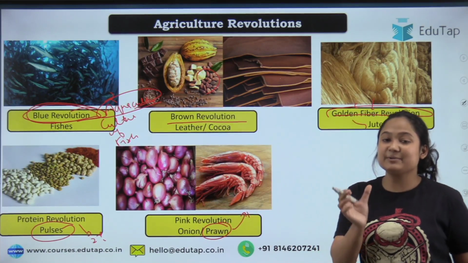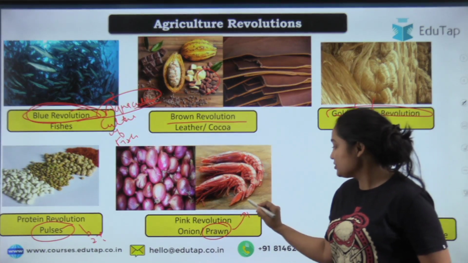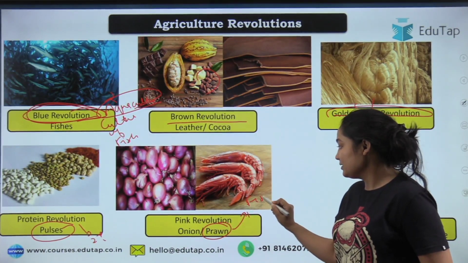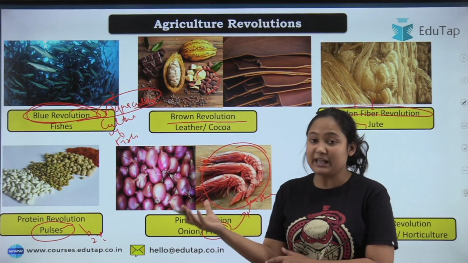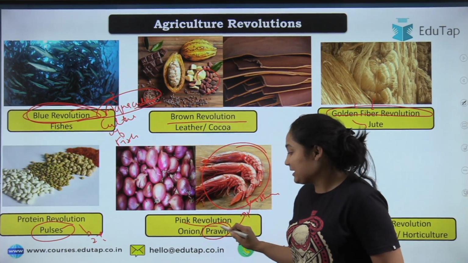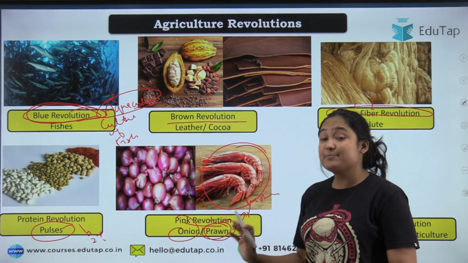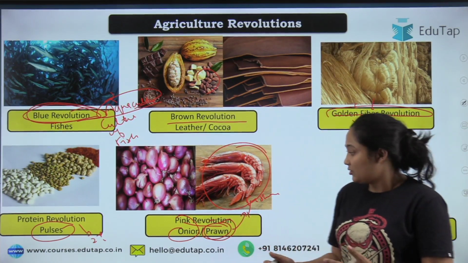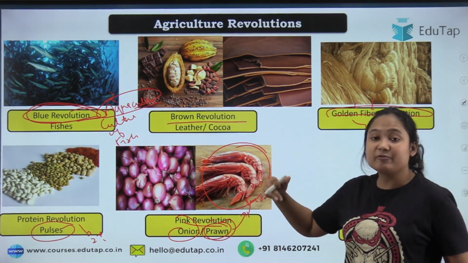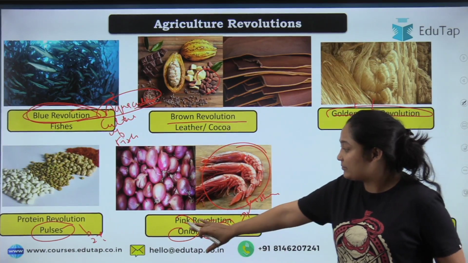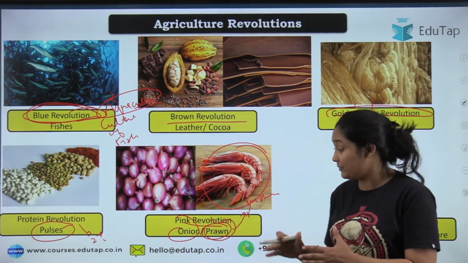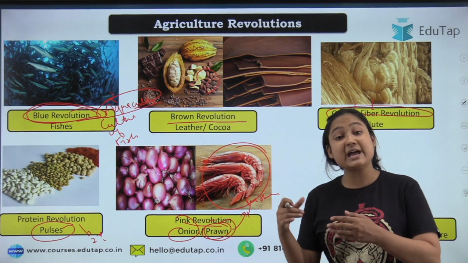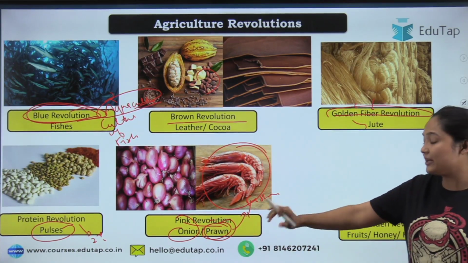So you might know that prawns are the largest commodity being exported in sea fisheries. In fisheries, these prawns are exported in a large quantity. So again, pink revolution: onion, prawn, and especially processing. How can we prepare the prawn for export? How can we process other meat products for export? So our pink revolution mainly deals with the export of our products.